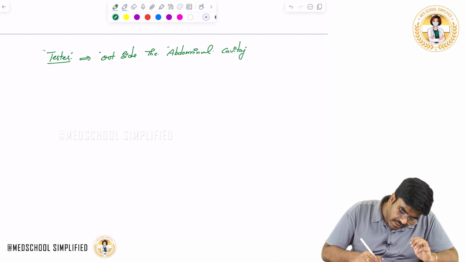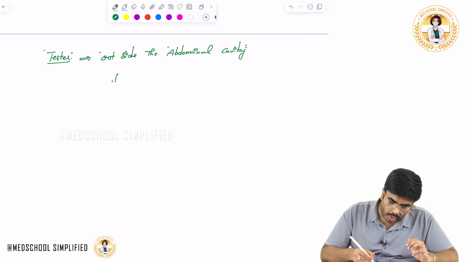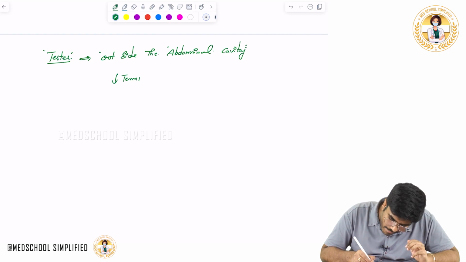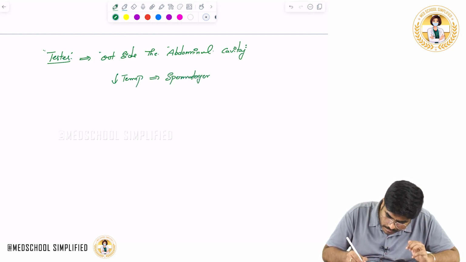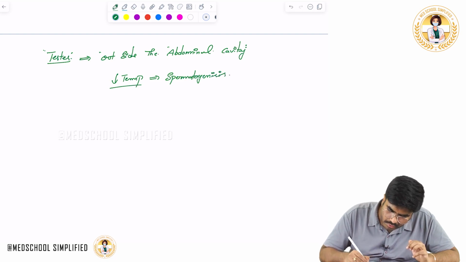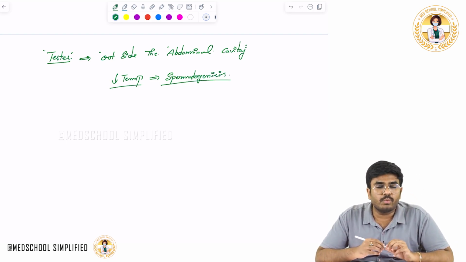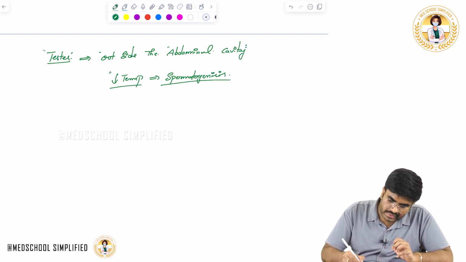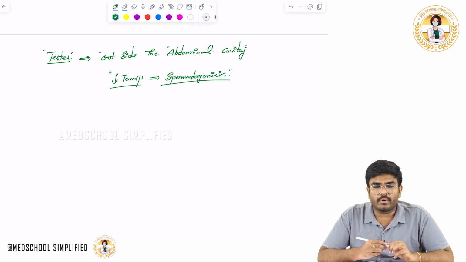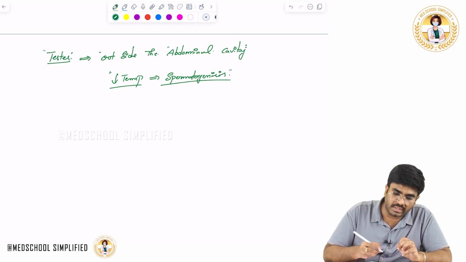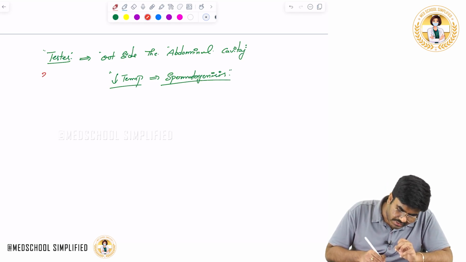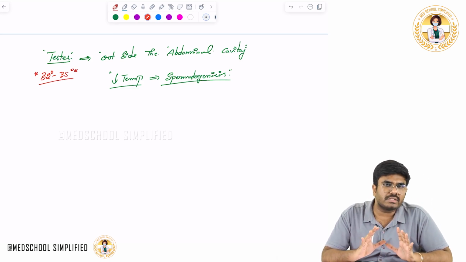Why are they placed outside the body? Because outside the body there is less temperature. That lower temperature is required for spermatogenesis. You need to maintain the temperature. If there is more warm temperature, that's going to kill the sperms. So you require lower temperature for proper spermatogenesis. That's why testes are outside the body cavity. In the scrotum, the temperature is around 32 to 35 degrees centigrade. That's the optimal temperature for spermatogenesis.